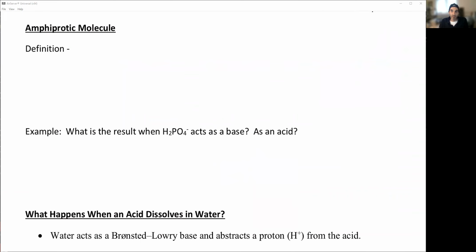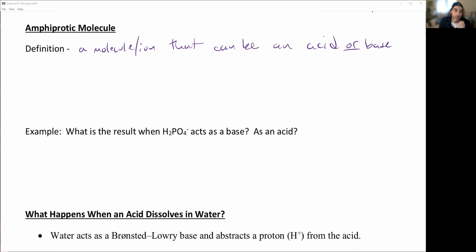We have these things that are amphiprotic. Right now we've said they can be an acid or they can be a base. It turns out we can have something that's amphiprotic, which by definition is a molecule or ion that can act as an acid and/or a base. So it can actually do both of these things.